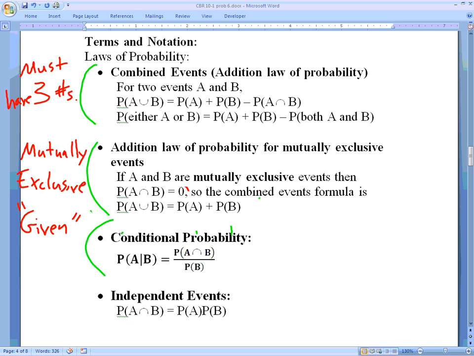We only need the formula for tree diagrams and other spots where it's specifically asking us to use the formula. For Venn diagrams and tables, you generally do not need the formula. Finally, we get to independent events.